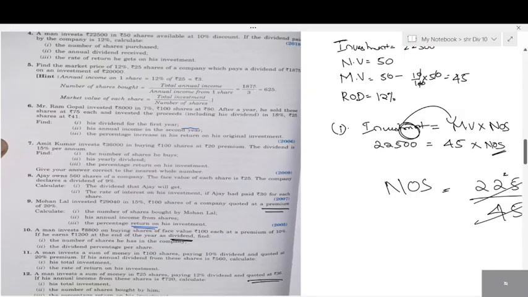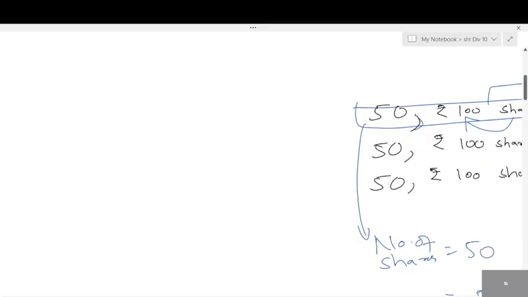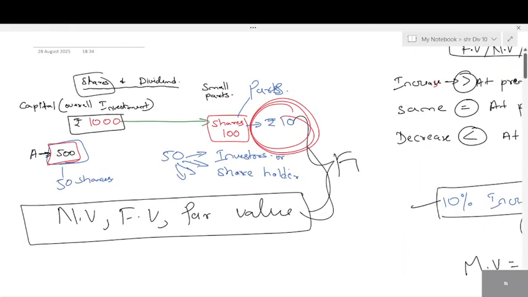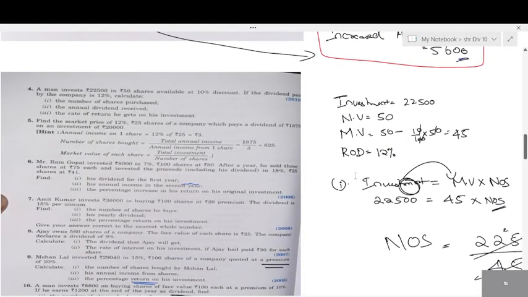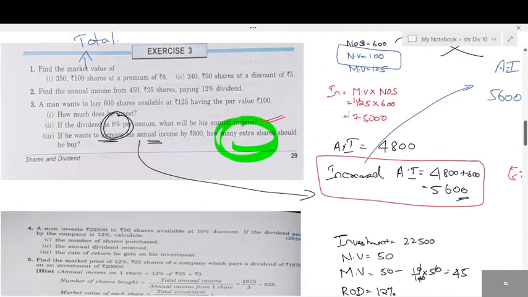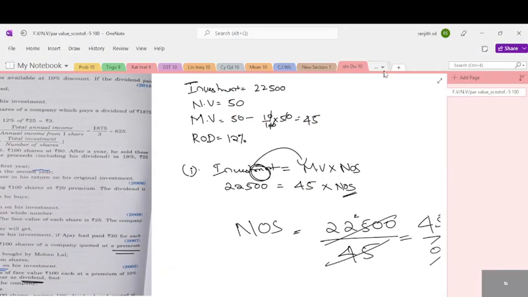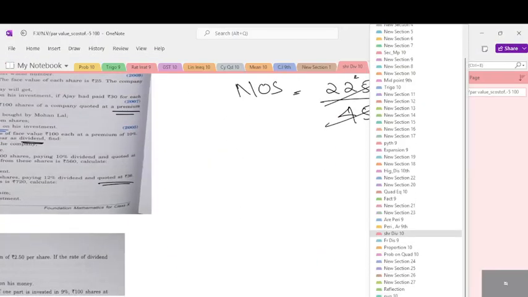Yeah, annual dividend, use the dividend formula. Annual dividend, annual income, dividend, the meaning is the same. Rate of return. What's the formula for rate of return? Yes, I've written it here. Where is it? Okay, I think I've erased it. Correct. Dividend divided by investment into 100. That is annual income. Rate of return. That's it.